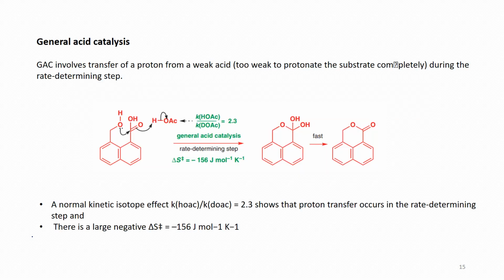Our next topic which we will discuss is general acid catalysis. In general acid catalysis, it involves the transfer of a proton from a weak acid during the rate determining step. Similar to general basic catalysis, here also the proton transfer takes place at the rate determining step, and similar to that, it will show a normal kinetic isotope effect because the proton transfer is taking place at the rate determining step.